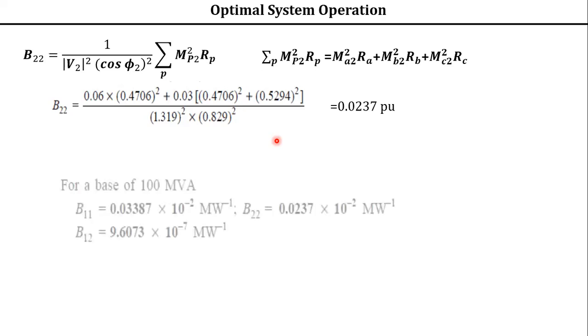Now how to get the megawatt values? These are your values for a base of 100 MVA: all the per unit values divided by 100. So these are the values, the loss coefficients, represented in megawatt inverse. Hope you understood this.